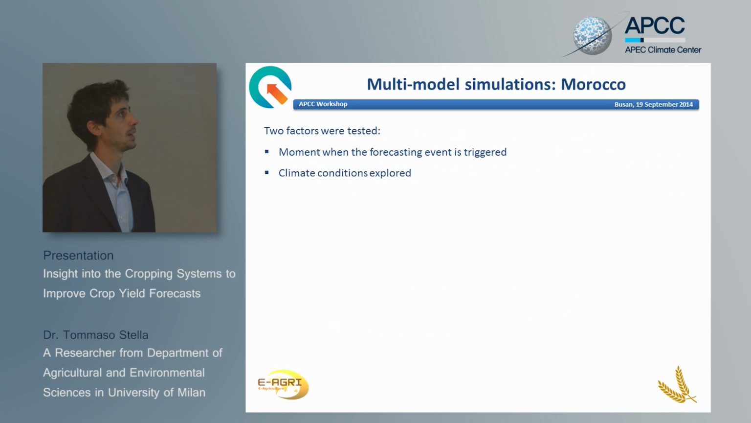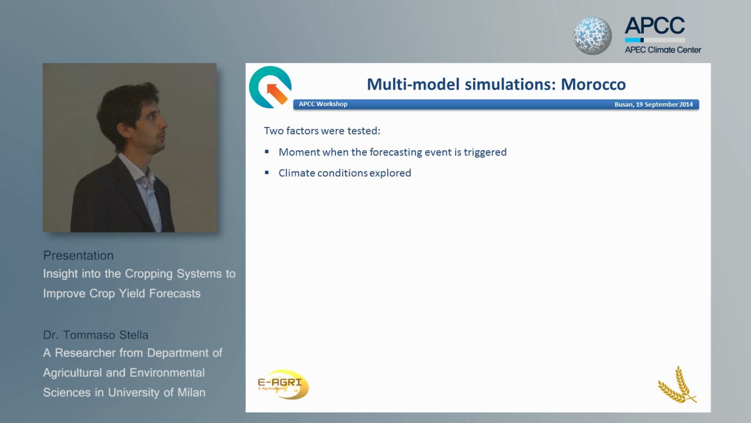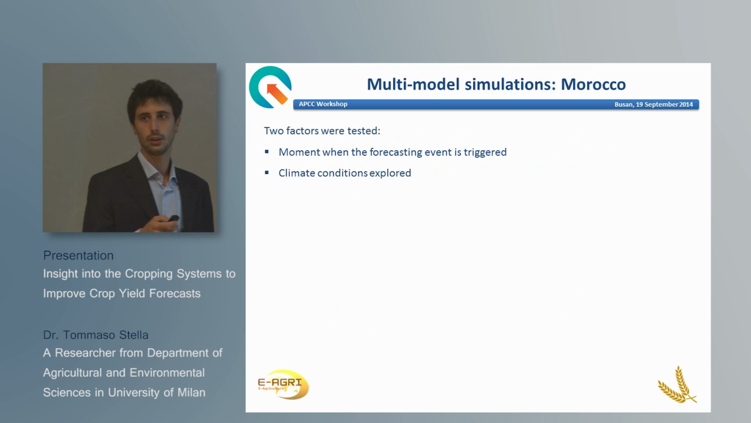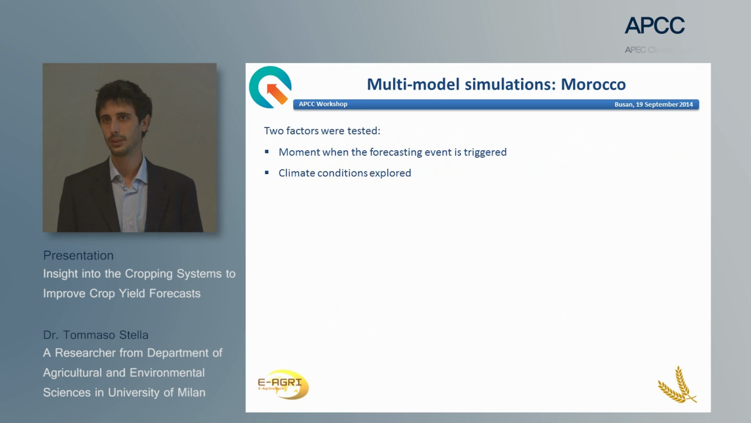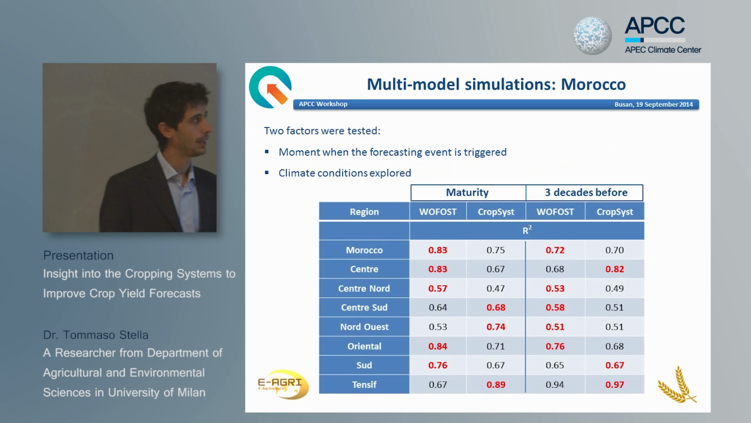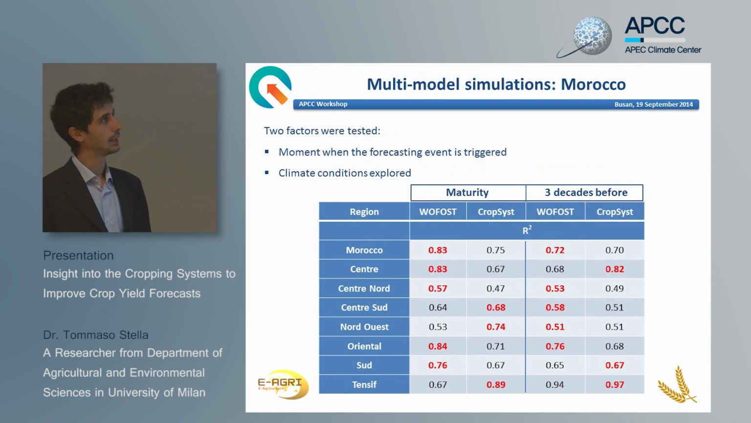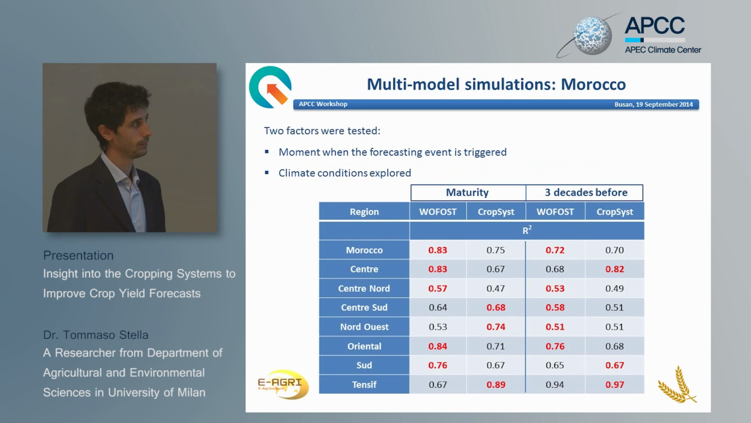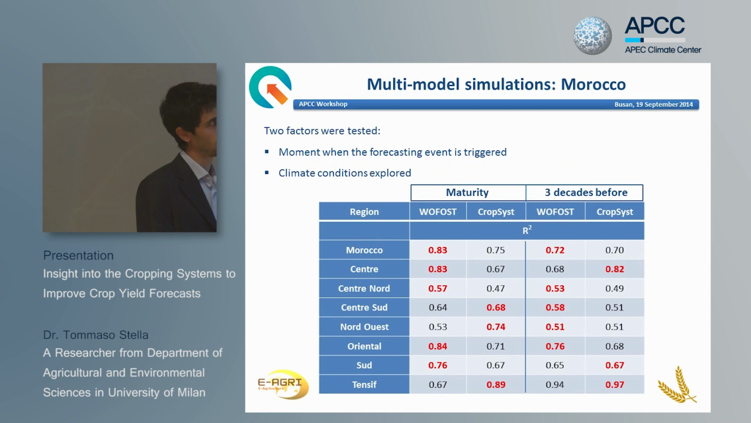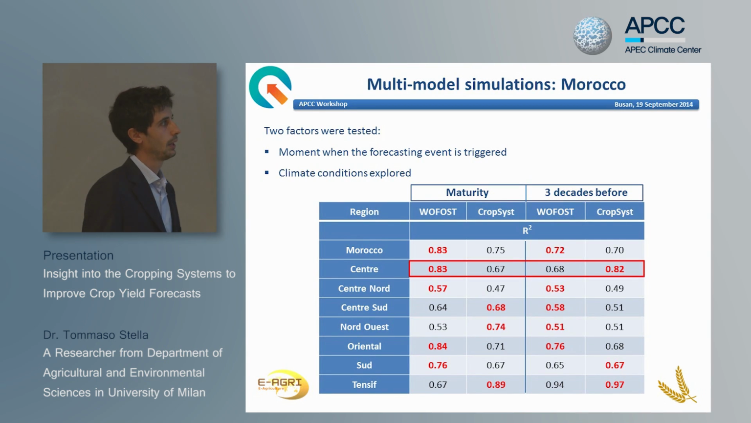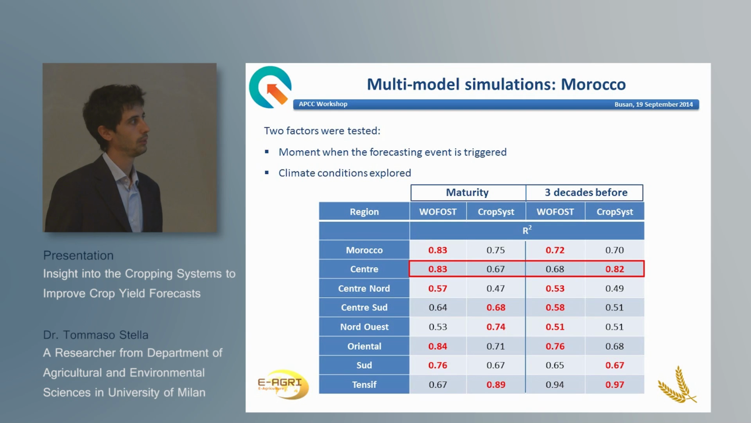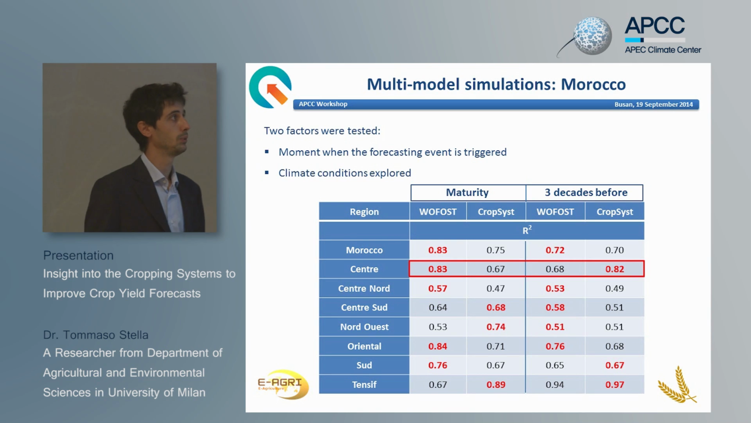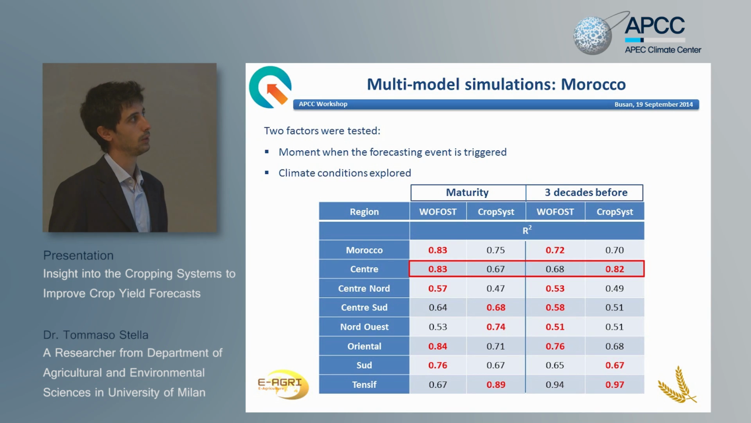First, the moment where the forecasting event is triggered and the climate condition explored. And the question was, which is the best model for crop yield prediction in this condition? The result is we don't know. It depends both on the decade of the forecasting and on the condition explored. For example, we can see here we have two crop models, WOFOST and CropSys, and in this particular region of Morocco, the performance is completely inverted between the two models in the two different decades.